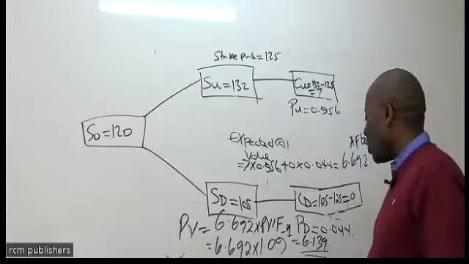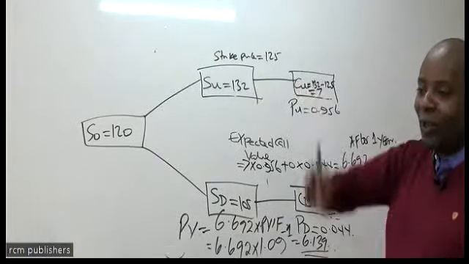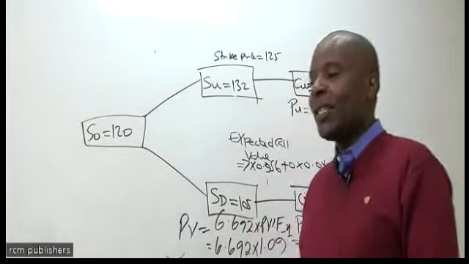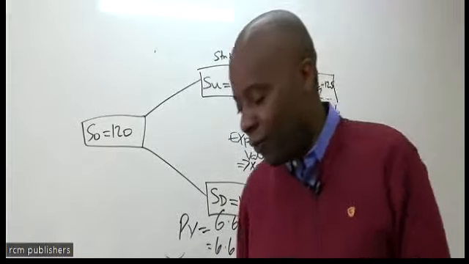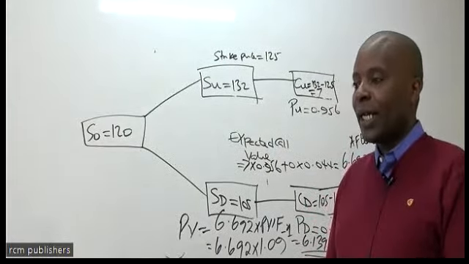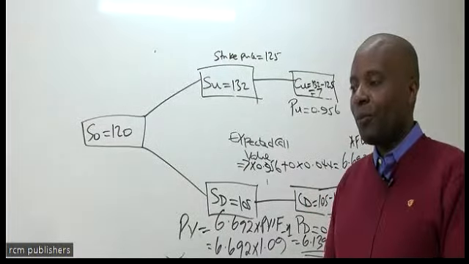6.139. But now you don't call this expected value. Now this has been discounted. It's the current value. It's the current call option value.